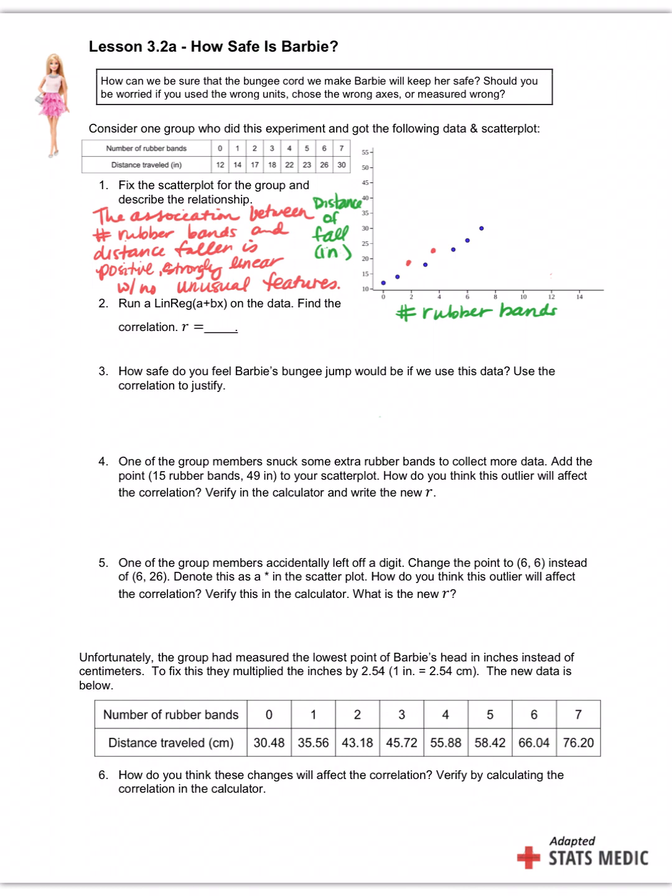Okay, so now it says run a regression on the data. This is something you may have done in algebra, I don't know. Sorry, if there's an outlier, would that make it moderate? Well, we're getting there. It depends on where that outlier falls. It's coming. Good question.